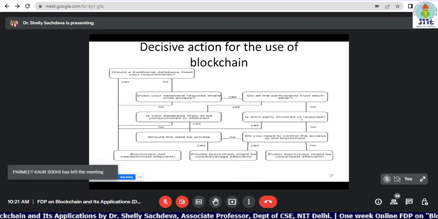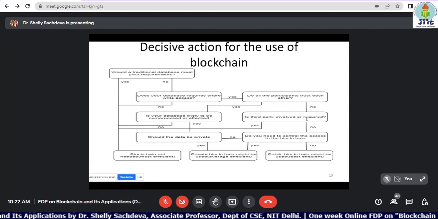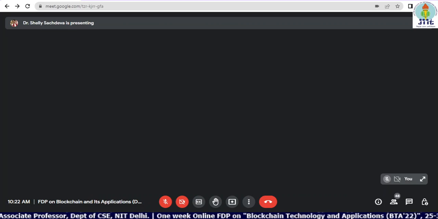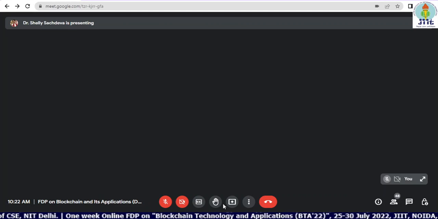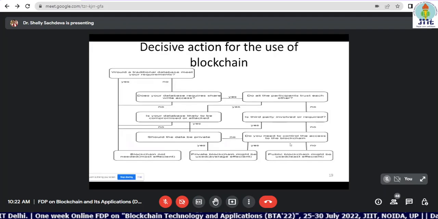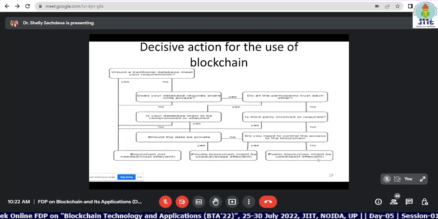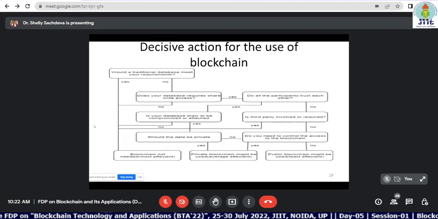So we were on this particular no side: is a third party involved or required? For example, as an intermediary, which we had seen in the example of a bank, then the answer is yes. Okay, so a blockchain is not needed. And if a third party is not involved or required, then do you need to control the access to the blockchain? If yes, you should move on to a private one. And if you don't need to control the access to a blockchain, you should go for a public blockchain. So this is how you can decide whether to go for a blockchain or not.